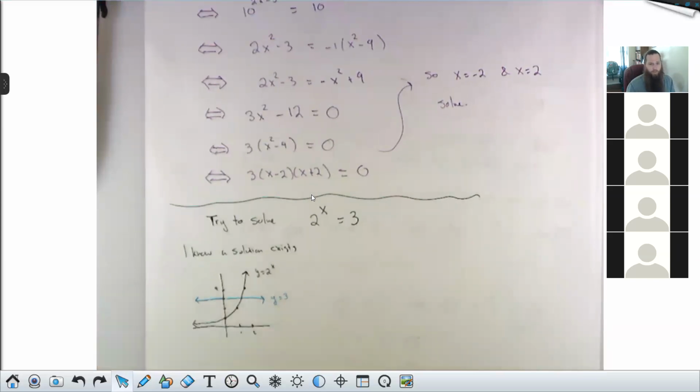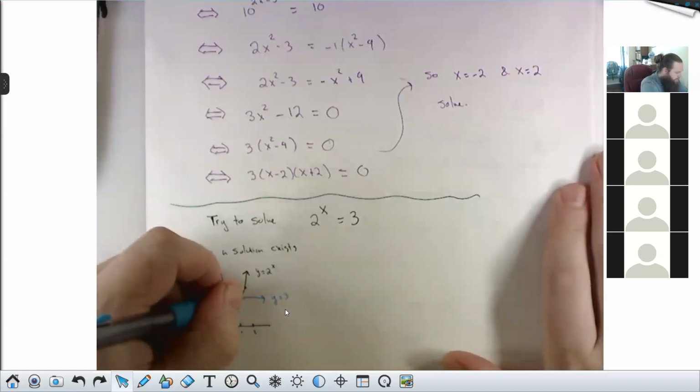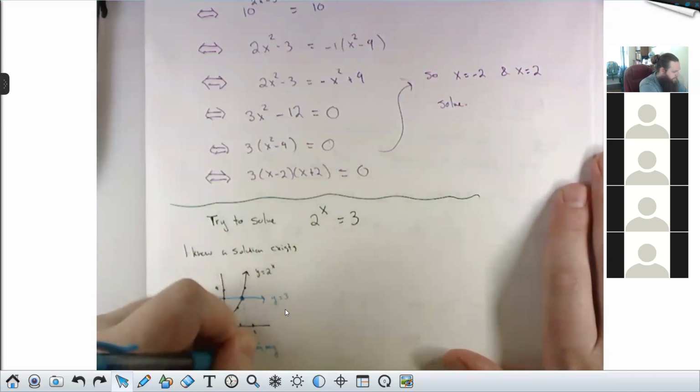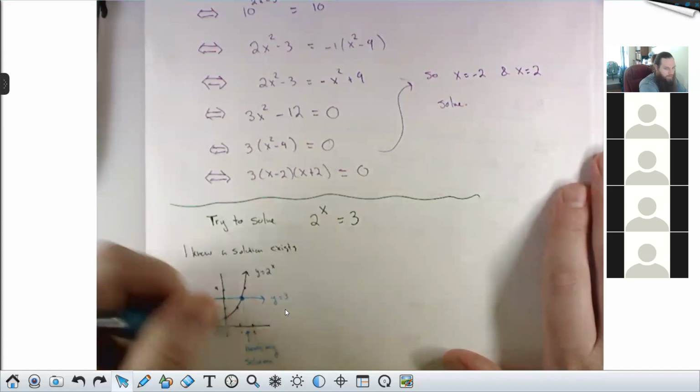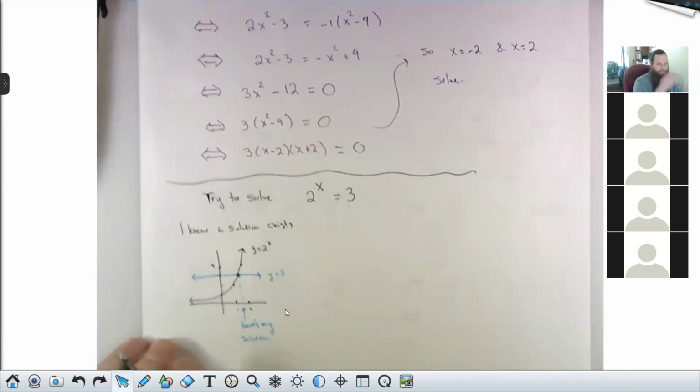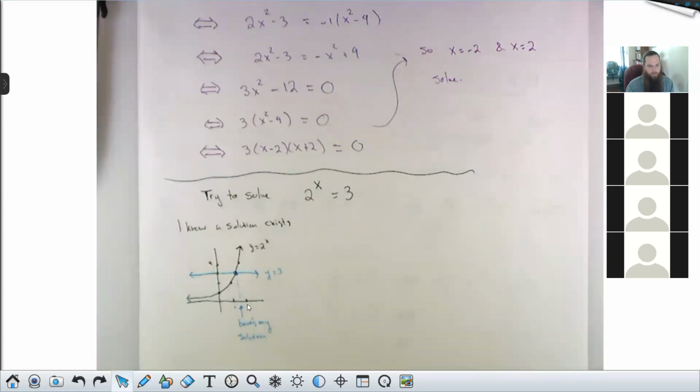So I can see a solution, 2 to the x equals 3, where these two curves touch. Right here. Here's my solution. But what the hell is it? Well, I can be reasonably confident that it's bigger than 1 and smaller than 2, right? Because it's clearly between 1 and 2. But I don't know what it is.